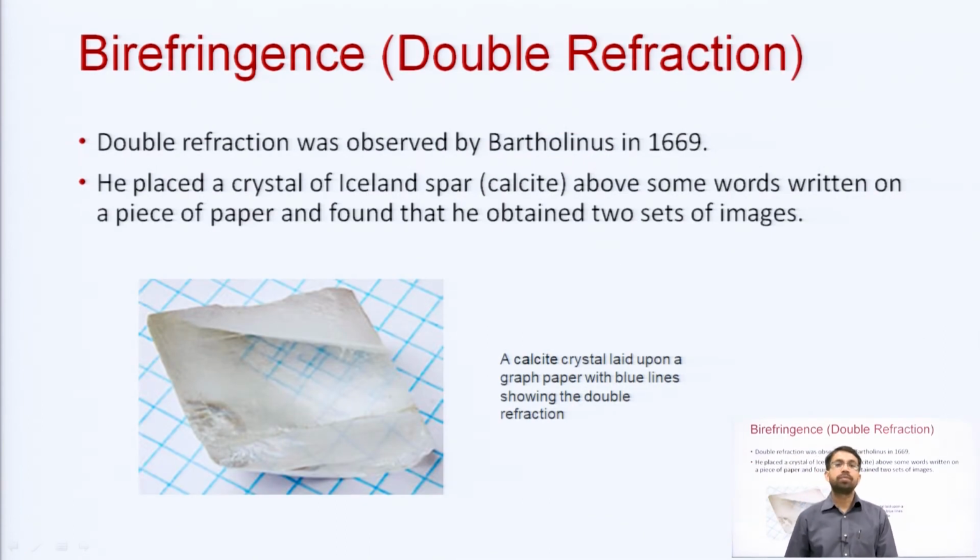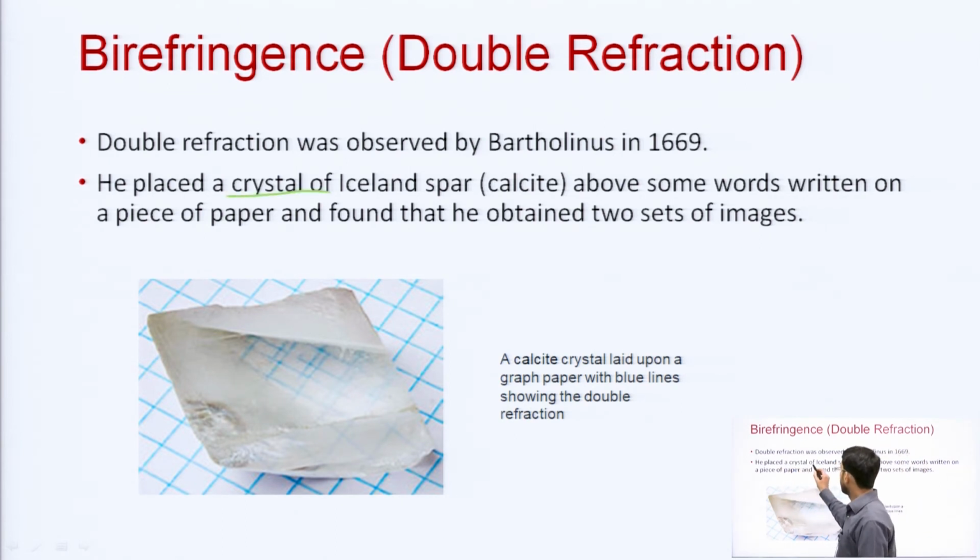Next, another phenomenon that we have to discuss in this lecture is double refraction or birefringence. So, what is double refraction? It was observed by Bartholinus in 1669, 9 years after Newton proposed particle theory. He proposed particle theory in 1660. Okay. So, how did he observe this phenomenon?